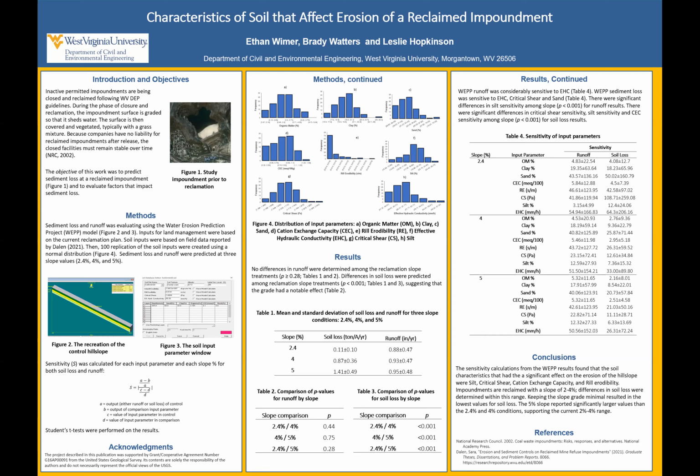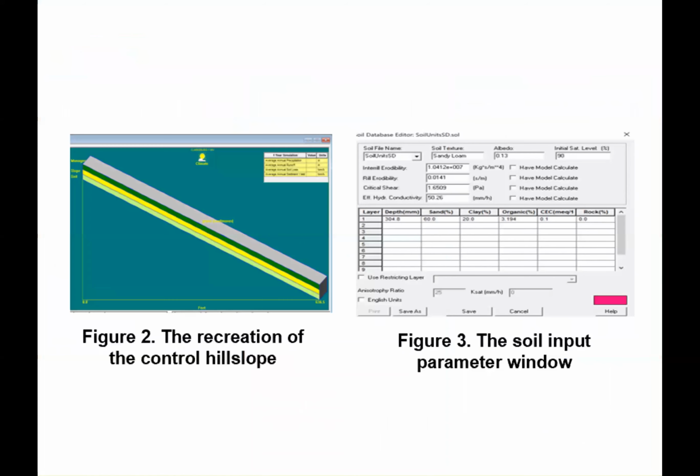Using data from a field report made by Sarah Dalen, a hill slope based off of the impoundment shown in Figure 1 was created in WEPP and used as the control. Here is a depiction of that hill slope, as well as an example of the soil inputs.